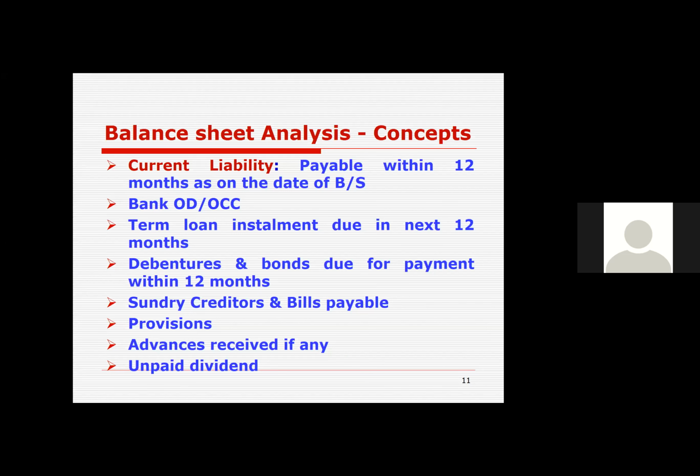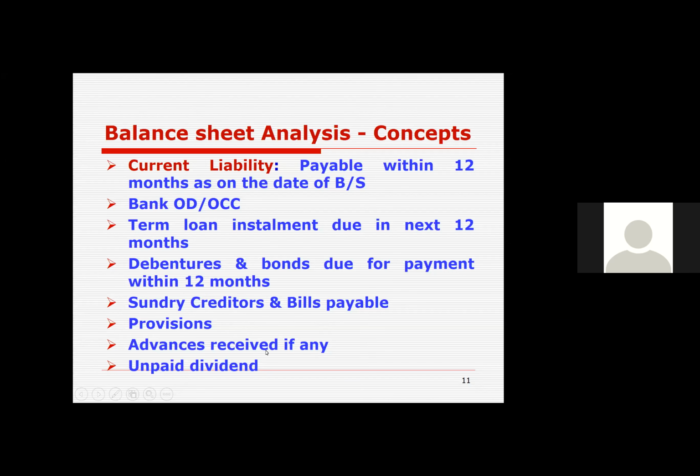But coming to the sundry creditors and bills payable, whether it is within 6 months or more than 6 months, all those things have to be shown in the current liability only. Sundry creditors and bills payable, irrespective of the period, have to be shown in the current liability. Then provisions made by the firm have to be shown in the current liability.